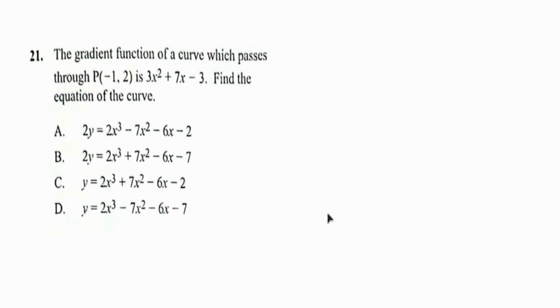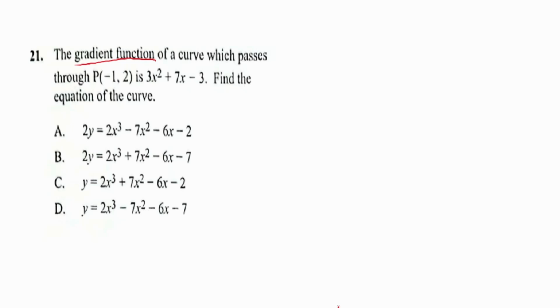We move to 21. So question 21 says that the gradient function of a curve which passes through the point P with coordinates -1, 2 is 3x squared plus 7x minus 3. Find the equation of the curve. So the key point we need to pay attention to here is gradient function. And what is that? Gradient function is simply the first derivative of a curve.